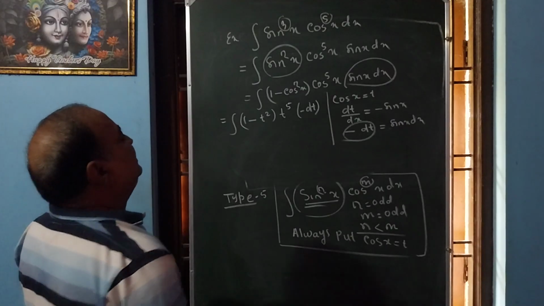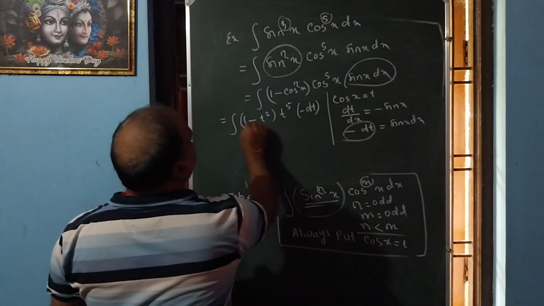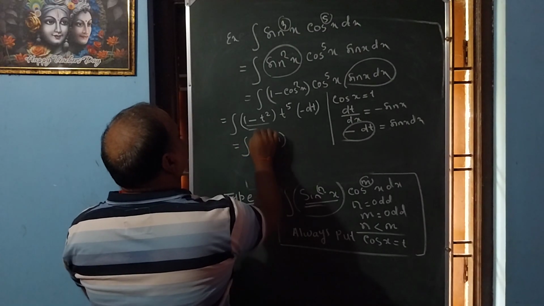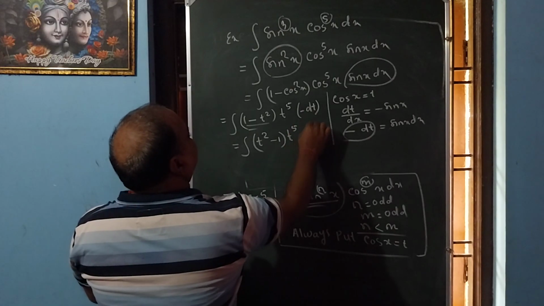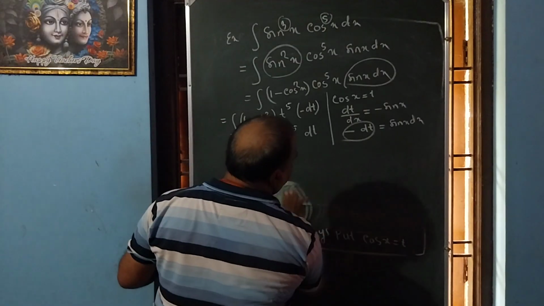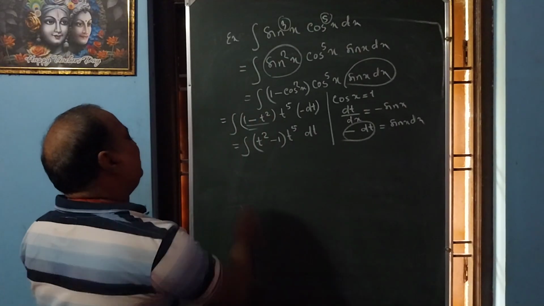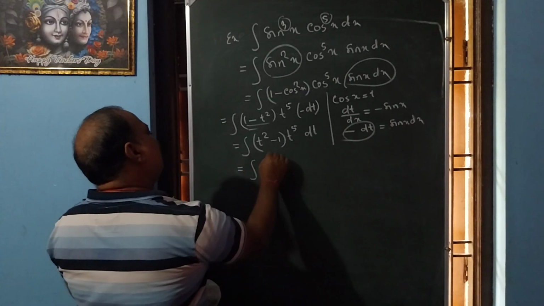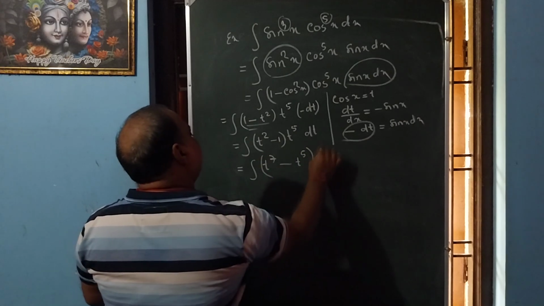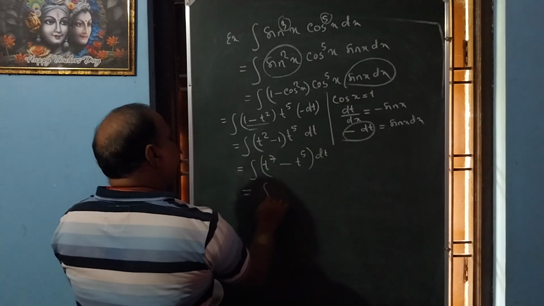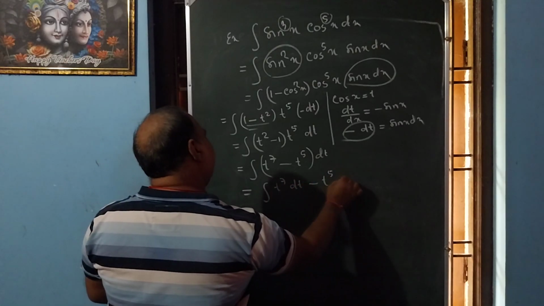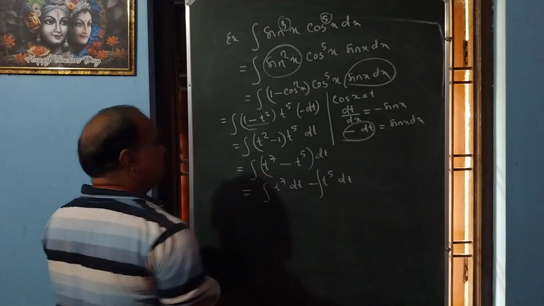Okay? Now, this minus will multiply these two terms. We get the integration of (t² − 1) t⁵ dt. Now t⁵ multiplied with t² gives t⁷, minus t⁵, integration dt. So the integral of t⁷ dt minus the integral of t⁵ dt.